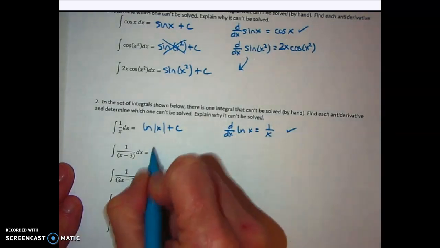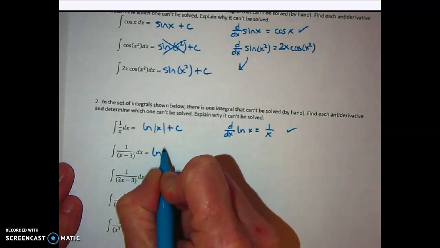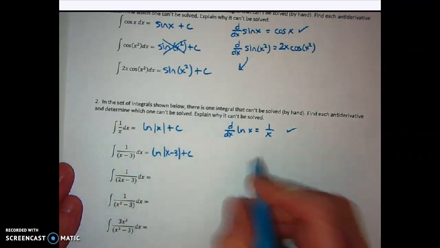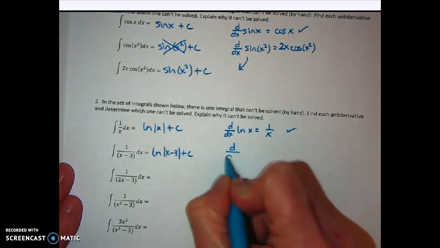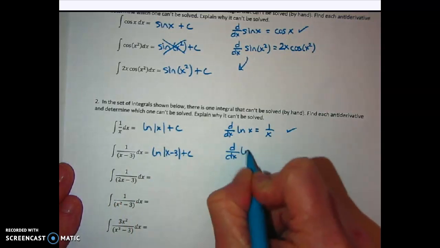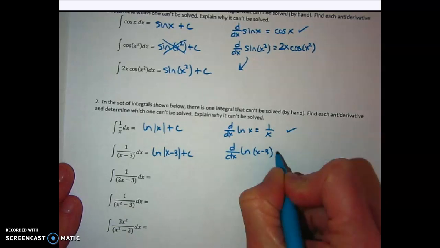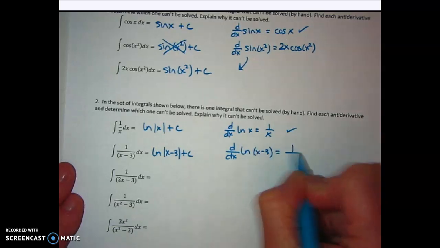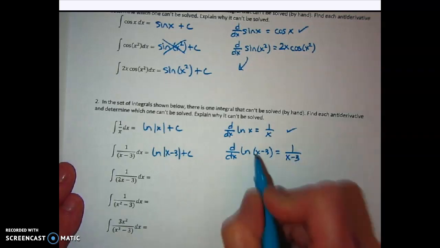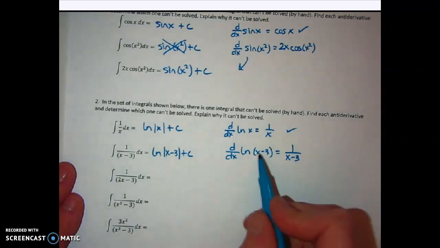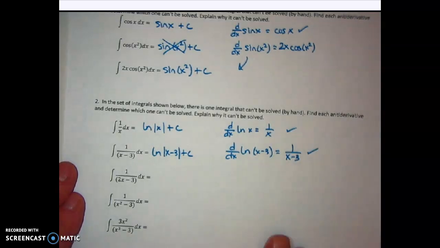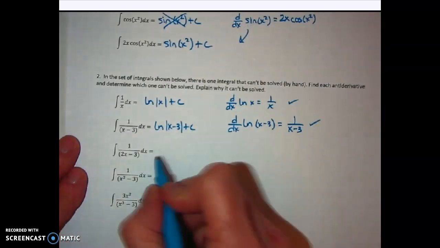So this one must be the natural log of x minus 3 plus c. Let's check it out. The derivative with respect to x of the natural log of x minus 3. So the derivative of the outside, the derivative of the natural log, would be 1 over x minus 3. And the derivative of the inside, the derivative of x minus 3, is just 1. So, yep, that works. Let's try this one.